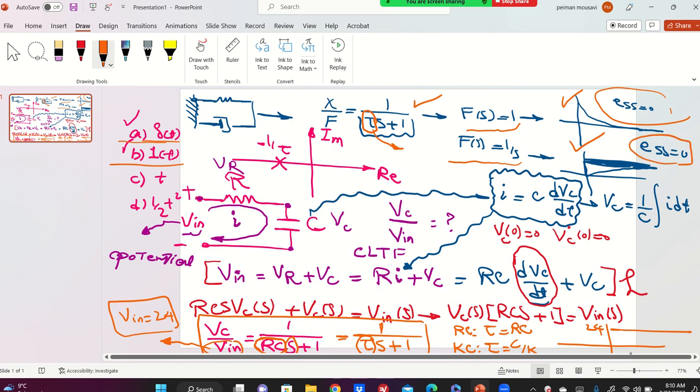Now I want to examine this. If I apply the input voltage as a ramp, see how it behaves for this first order system.